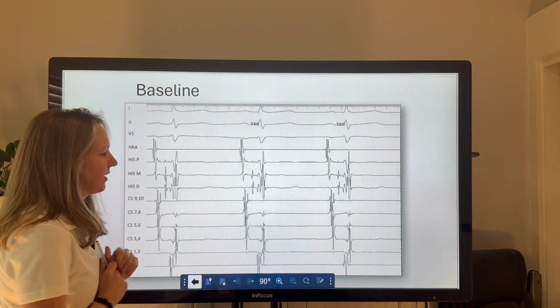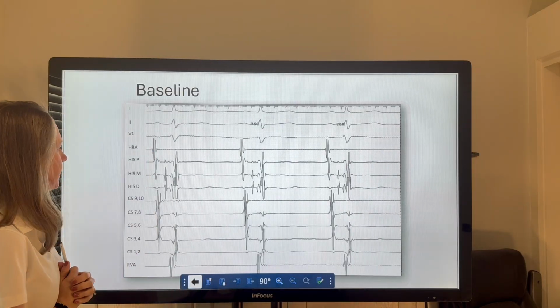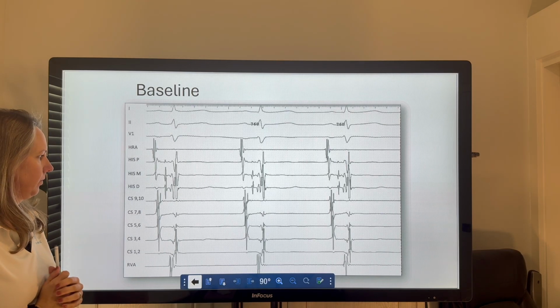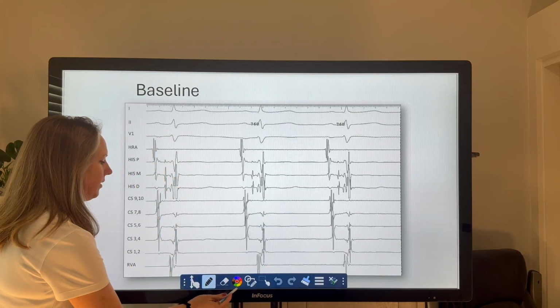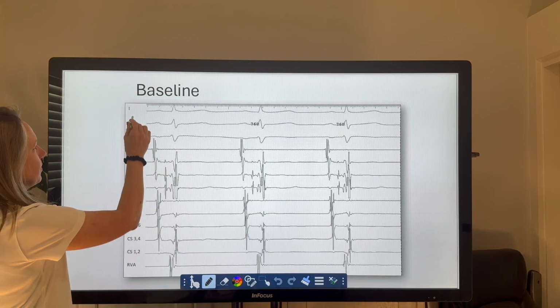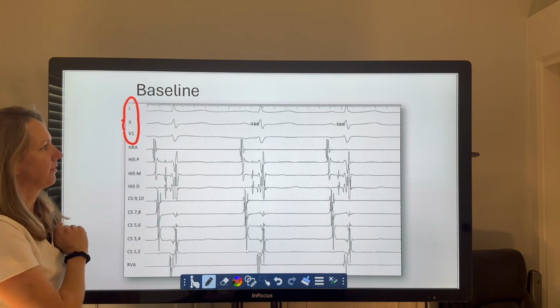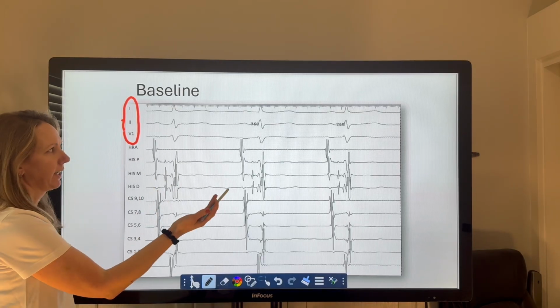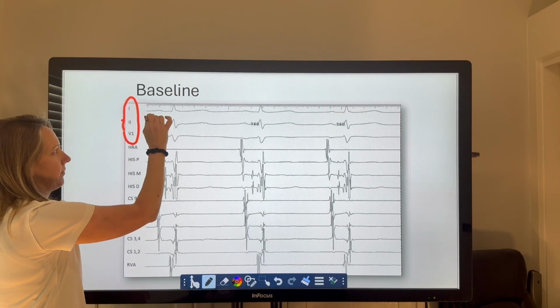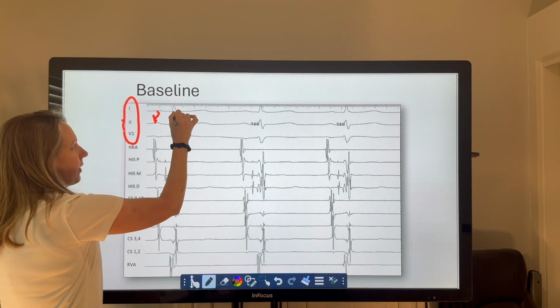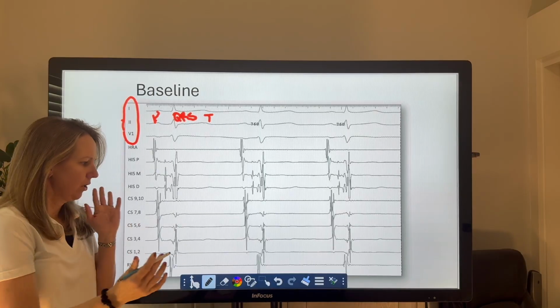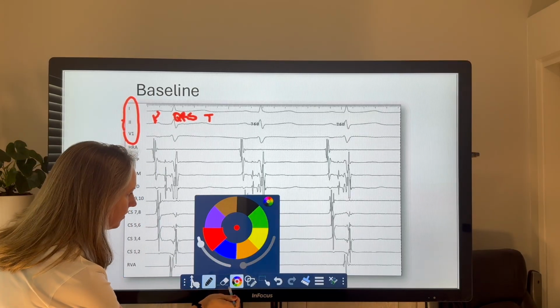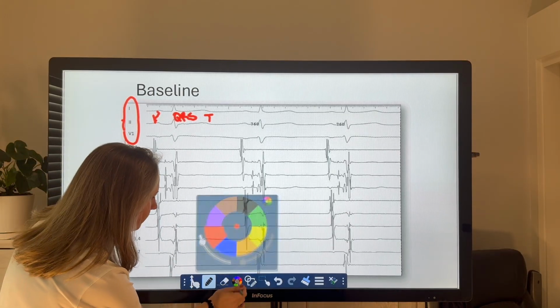All right, here is our baseline. What do you see? Okay. So what I'm looking at here is we have our surface ECG. Looking at just that, I can see a P wave, a QRS, and here's my T wave.